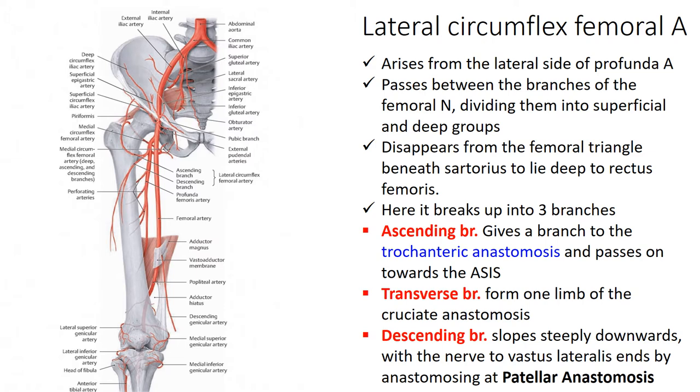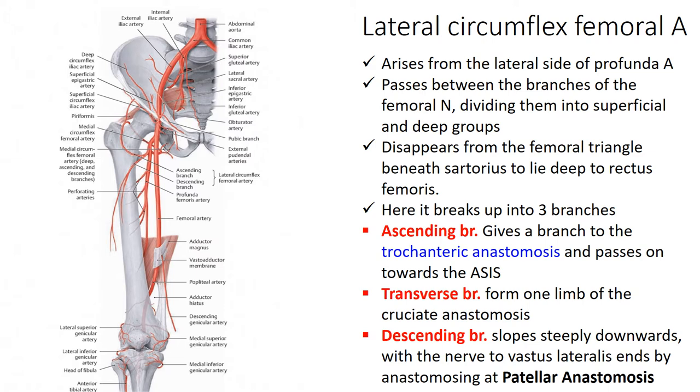One is the ascending branch, then there is a transverse branch, and there is a descending branch. Three sets of branches: ascending, descending and transverse. Now this ascending branch ascends and gives a branch to the trochanteric anastomosis.